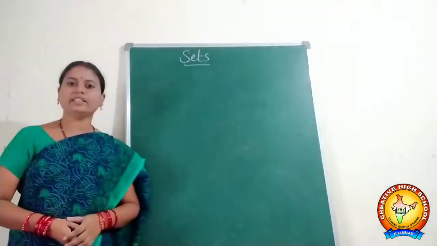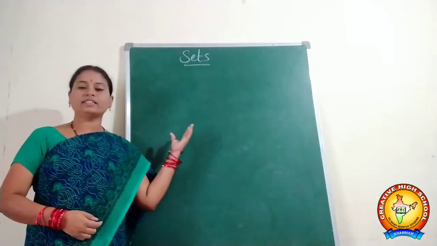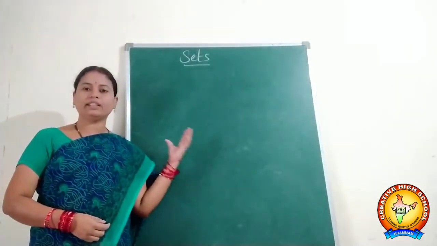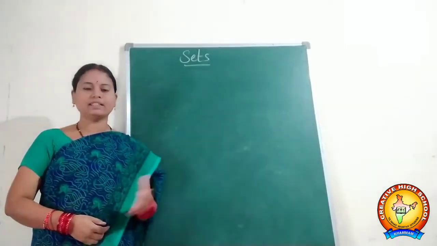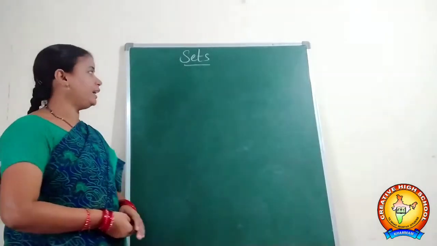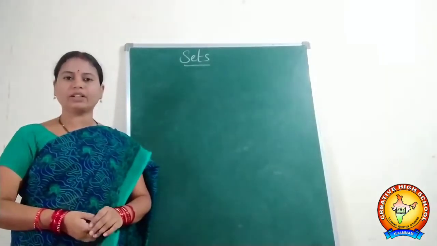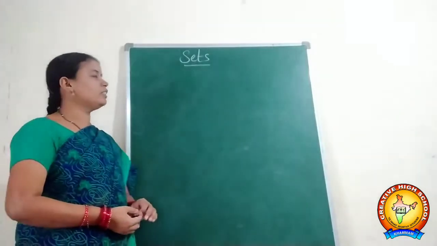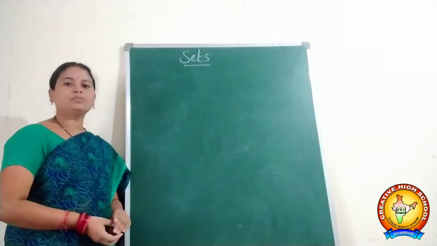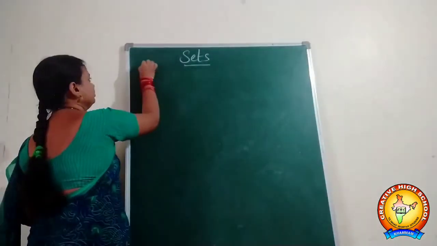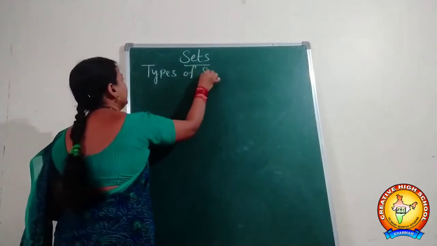In the previous class we discussed sets, the definition of sets, how to describe a set, and what elements are. We learned about the belongs to symbol, the does not belong to symbol, the roster form of the set, and the set builder form of the sets. Today in our class we are going to discuss the types of sets.